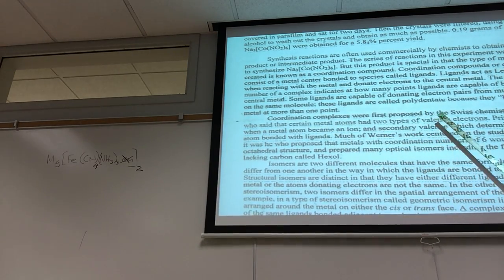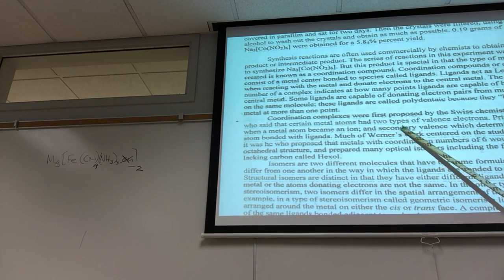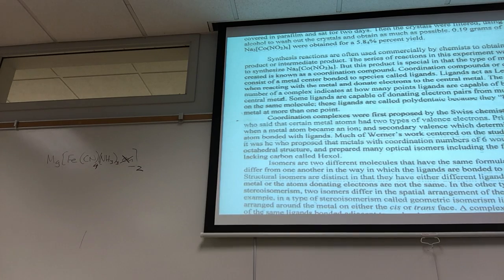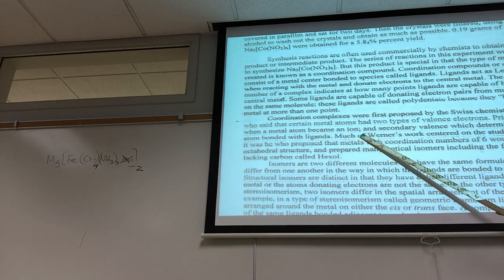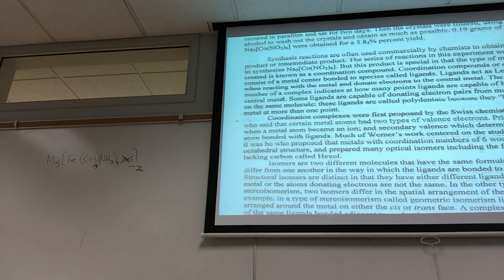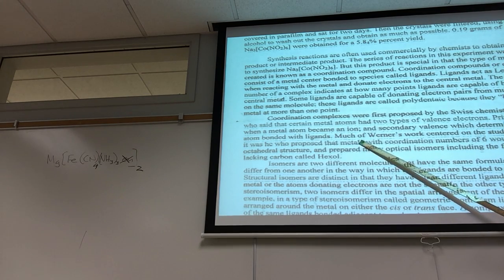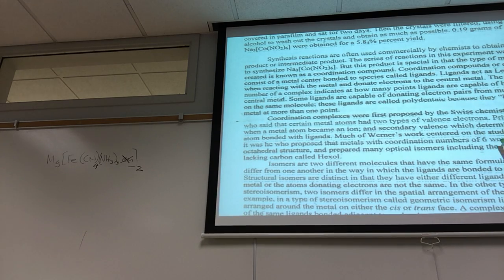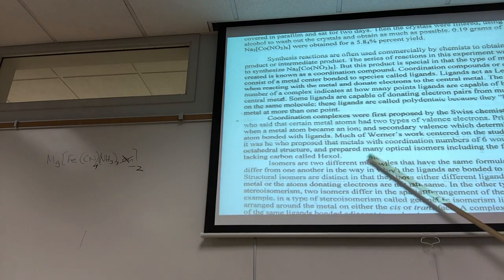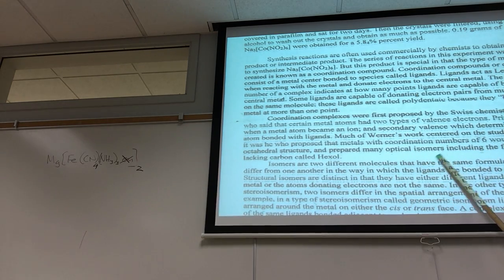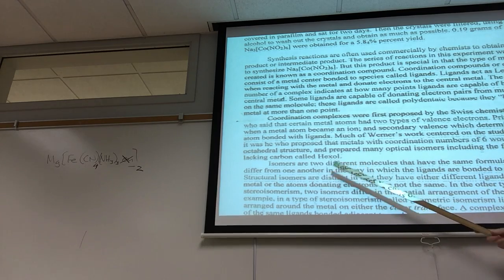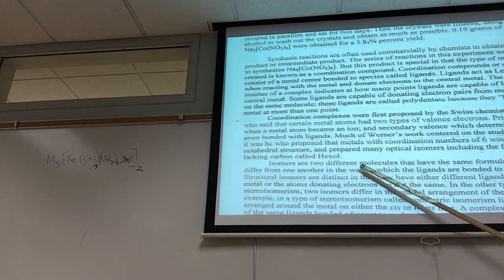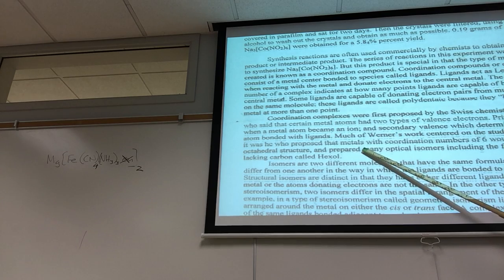Coordination complexes were first proposed by Swiss chemist Alfred Werner, who said that certain metal atoms had two types of valence electrons. Primary valence for when a metal atom became an ion, and secondary valence, which determined how the atom bonded with the ligands. Much of Werner's work centered on the study of isomers, and it was he who proposed that metals with coordination numbers of 6 would have octahedral structure, and prepared many optical isomers, including the first optical isomer lacking carbon, called hexol. Here, we definitely need to cite the source of this.